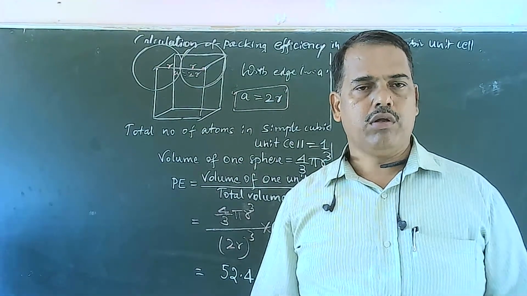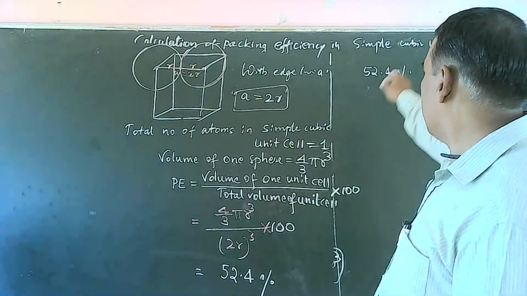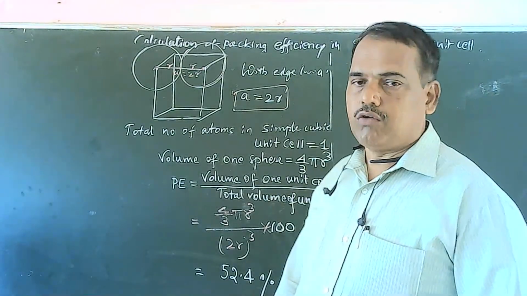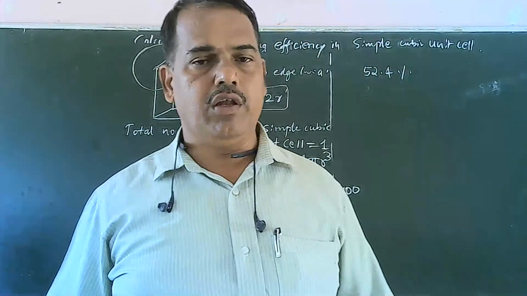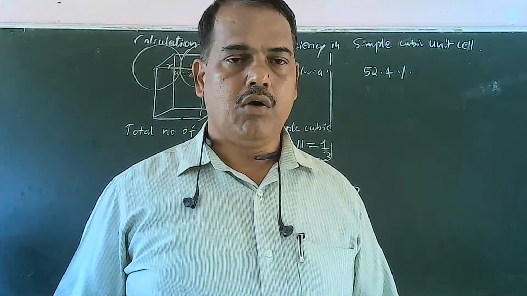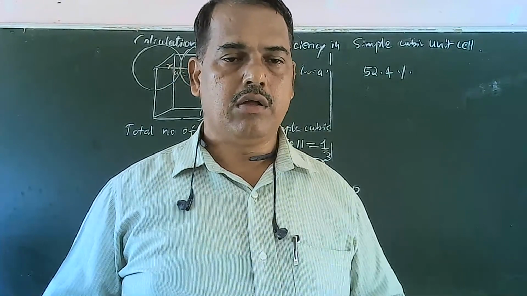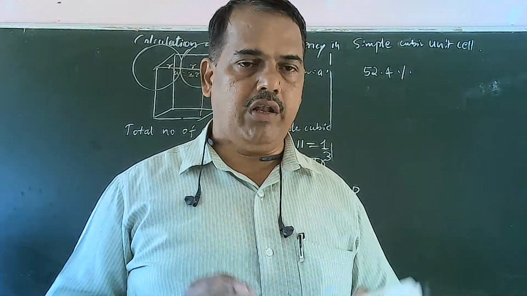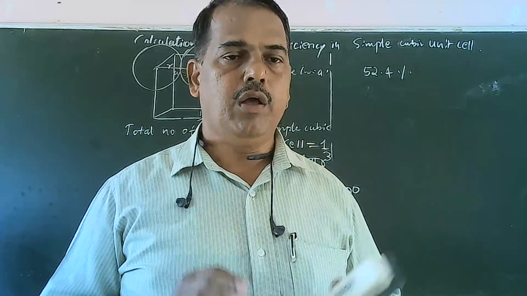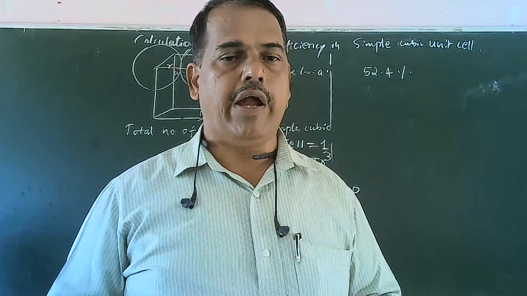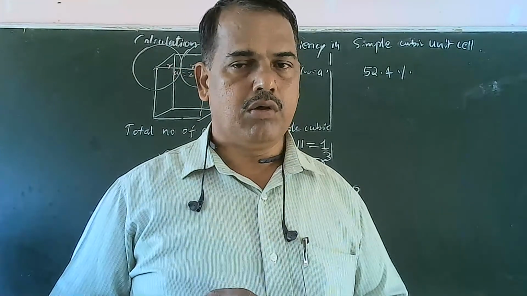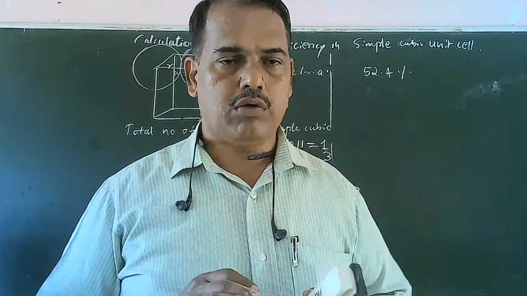The empty space is more in simple cube. Are you clear? So this is nothing but calculation of packing efficiency in simple cubic unit cell. Are you clear? We calculated the packing efficiency in FCC, packing efficiency in BCC and packing efficiency in simple cube. What are the values we got?